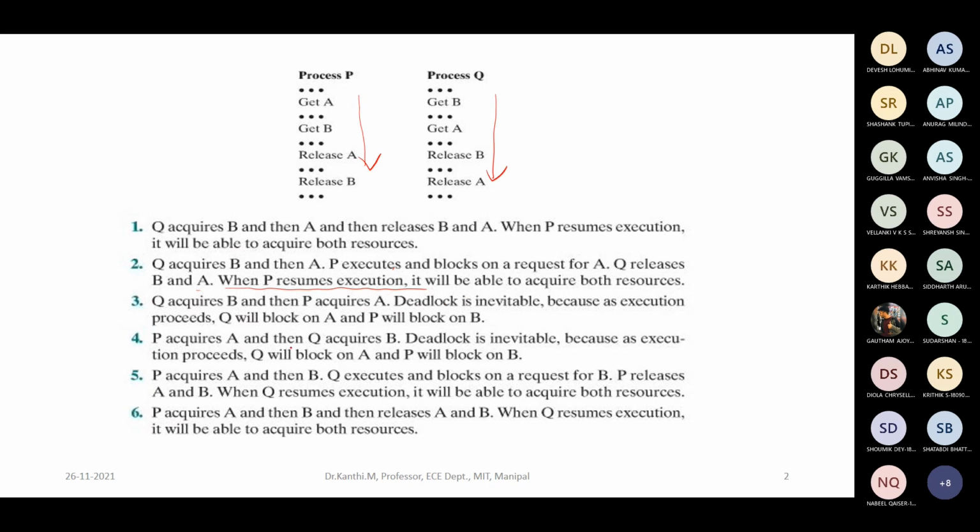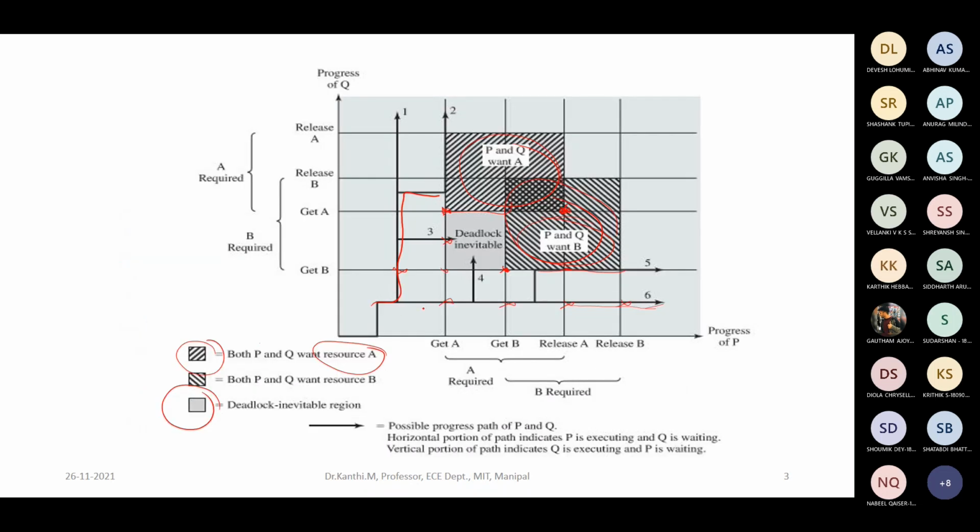Fourth one, P acquires A and then Q acquires B. Here again deadlock is just the opposite of situation 3. In situation 3 you can see that A is acquired by P and B is acquired by Q. Here again the deadlock is inevitable.